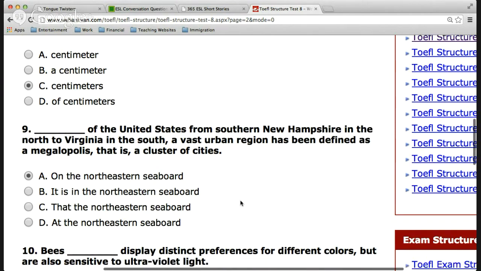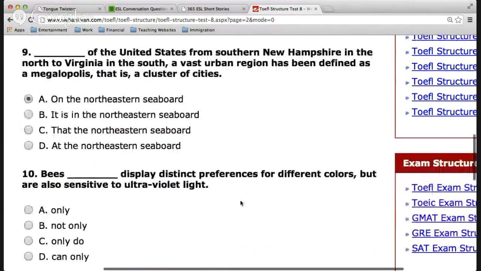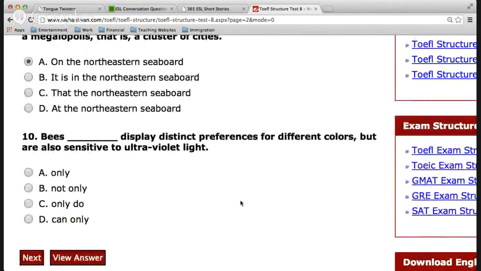Mohammed, number 10 is for you. You came right in time. Bees, blank, display distinct preferences for different colors, but are also sensitive to ultraviolet light. Okay, what do you believe the answer is?